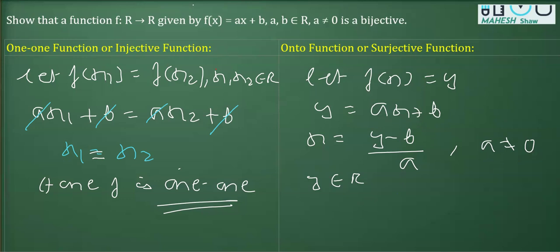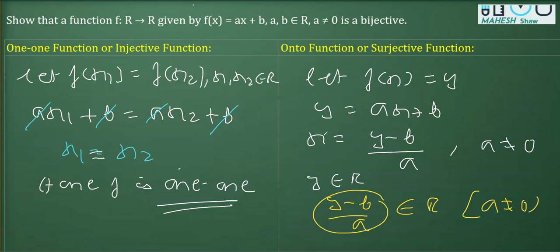That means y is a real number, so (y - b)/a is also a real number, for a not equal to 0. So this is x. So y being a real number, we get x also a real number. Hence it is onto.